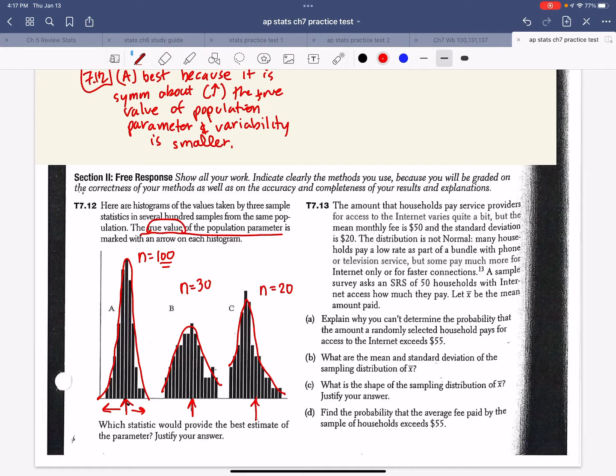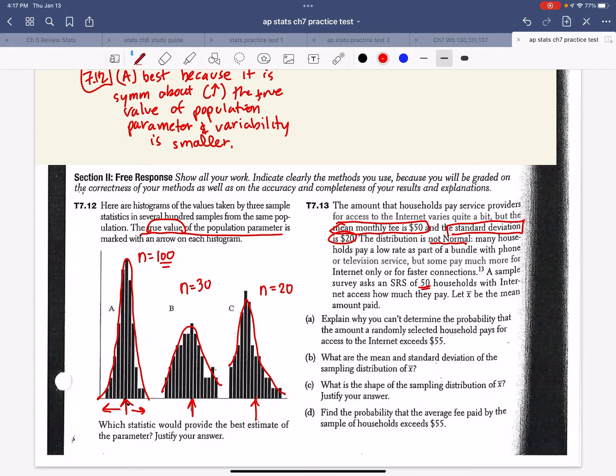7.13. It states, the amount a household pays service providers for access to the internet varies quite a bit, but the mean monthly fee is $50 and the standard deviation is 20. The distribution is not normal. Okay, so this is a problem if and only if our sample sizes are small. But we notice here that the sample sizes are not small. So we know that even if the distribution is not normal, the sampling distributions would be normal when n is greater than or equal to 30.